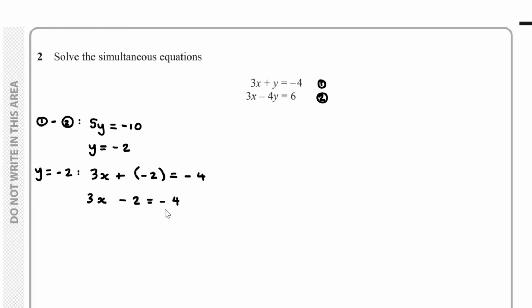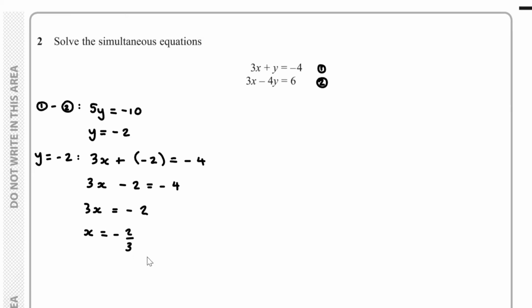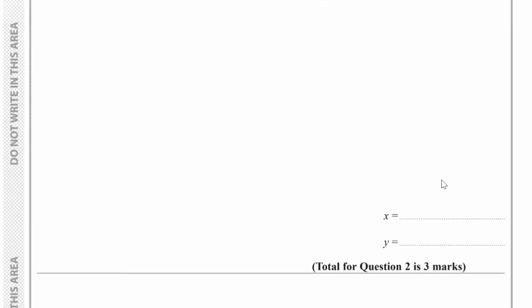So I've got 3x minus 2 equals minus 4. If I add 2 to both sides, 3x is equal to minus 2 because minus 4 plus 2 is equal to minus 2. And if I divide through by 3, you will find x to equal minus 2 over 3. So we have a solution, x equals minus 2 over 3 and y equals minus 2.